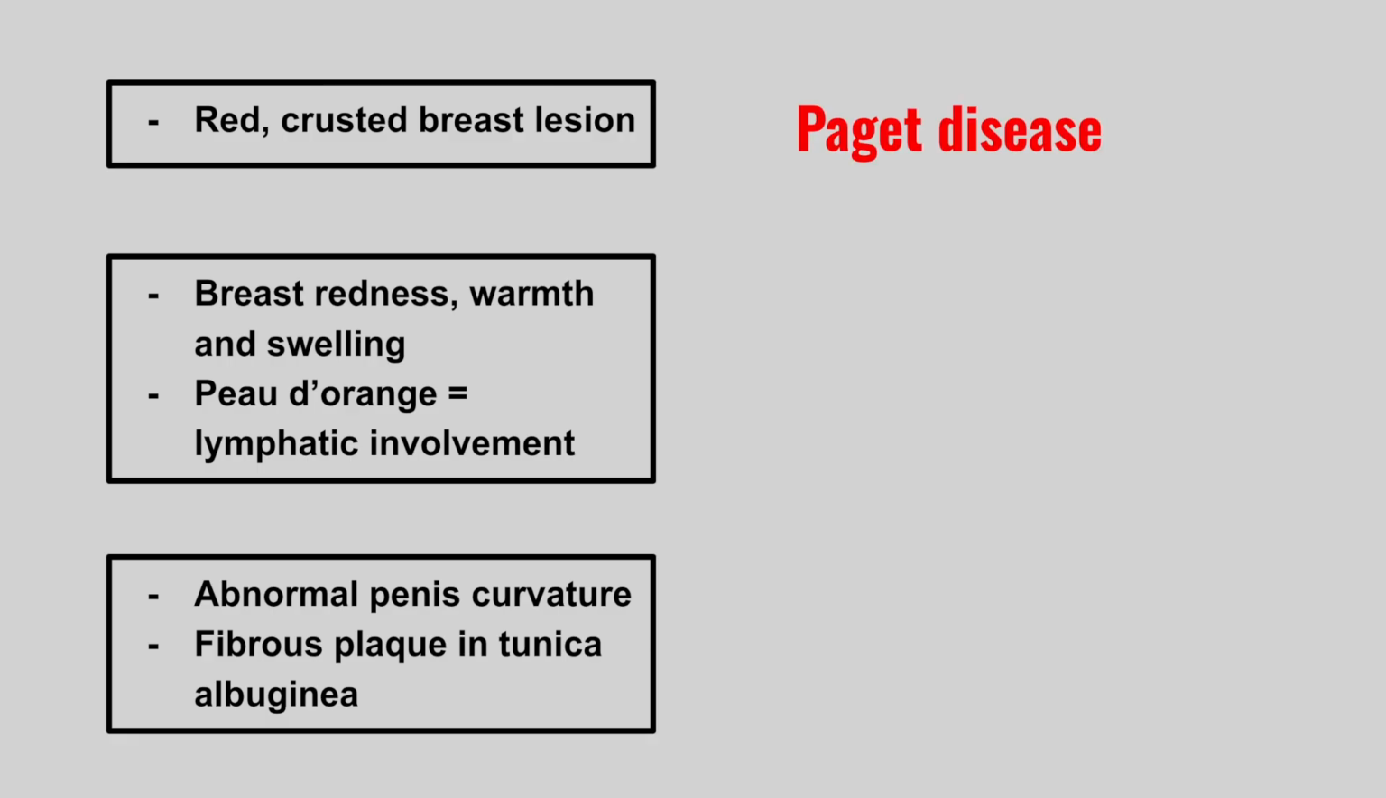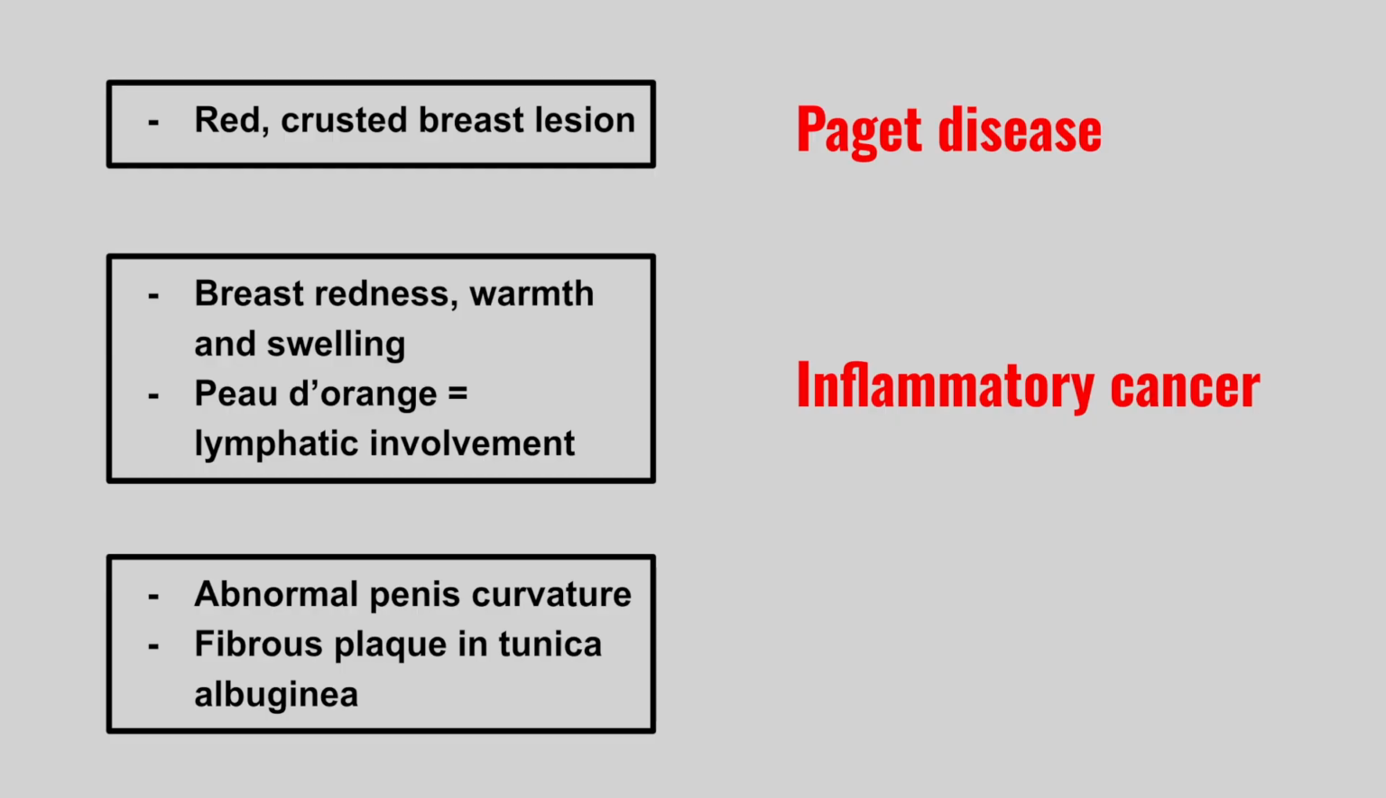So this is Paget's disease. Anytime I see red and crusted, I often think of Paget's disease, whether it's in the vulvar area or the breast area. Next, we have breast redness, warmth and swelling, the peau d'orange effect, where we see lymphatic involvement, and the reason it's called that is because it looks like an orange peel. So this is inflammatory breast cancer.